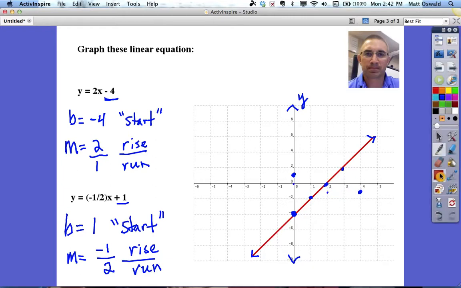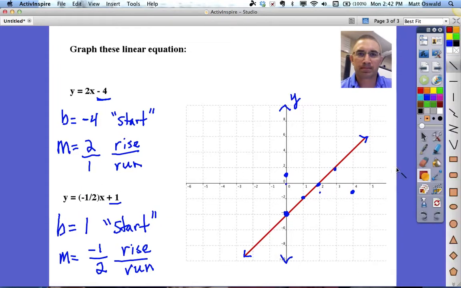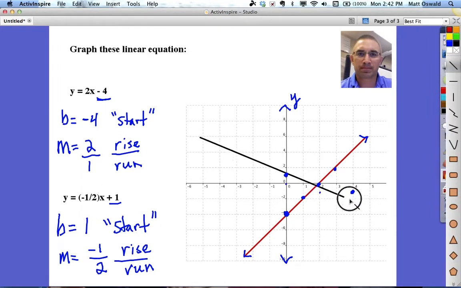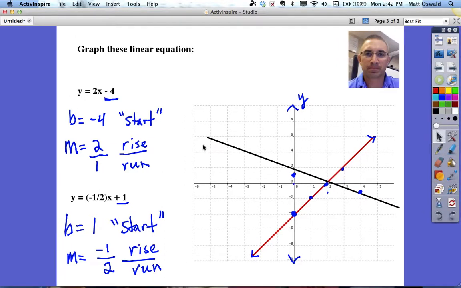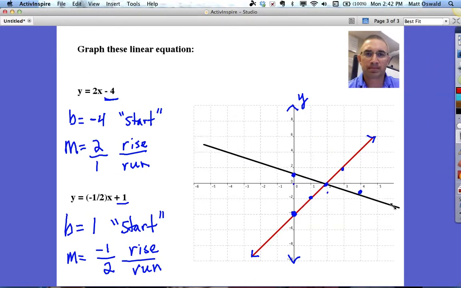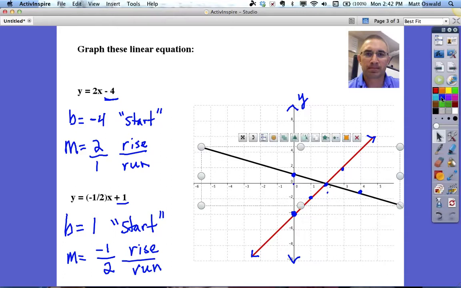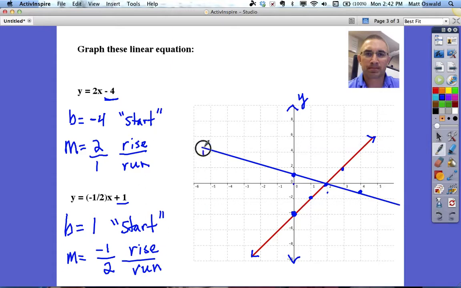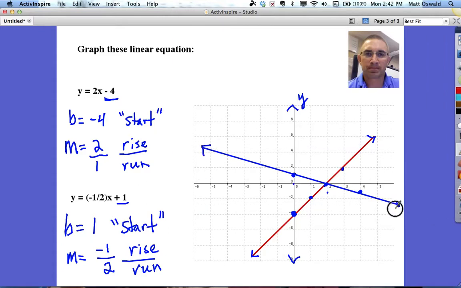And now I have a way to create my line through those 3 points. If I add on the arrows at the end, I have finished up my second line. Hopefully that helps you with Learning Target 1A, I can graph a linear equation.